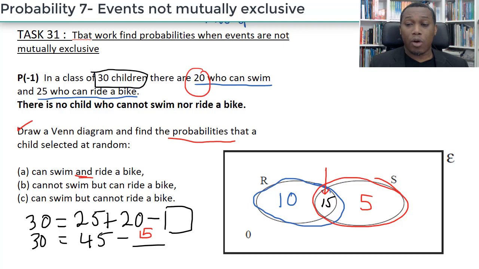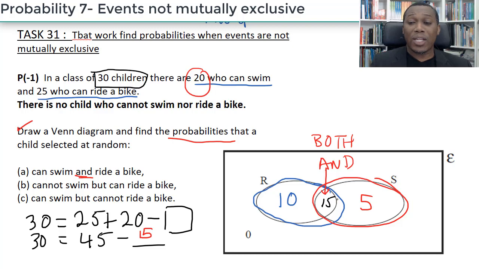This in the middle, the overlap is the and. It can do both. Another word we want to use there, both. Which students can do both riding a bike and swimming. It's 15 students. So is the probability 15? No, it is not. Why not? Because the probability has to be a number between 0 and 1. Exactly. We want a fraction.